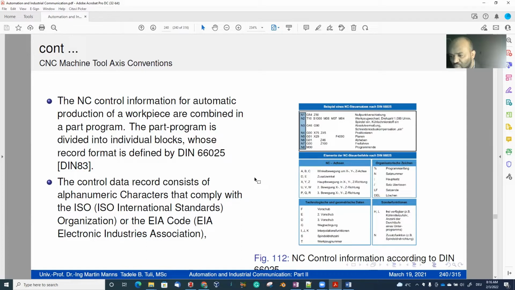S is spindle speed, T is tool number, G is preparatory function, and N is a sequence number. Then F is feed rate. If you have multiple axes, then you could use additional feed rates.